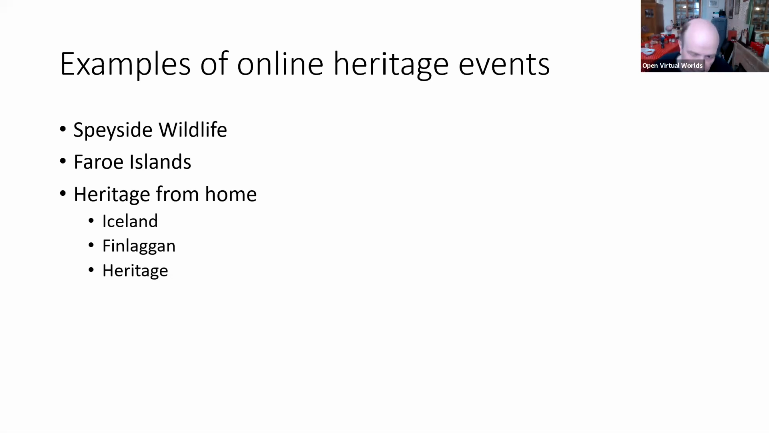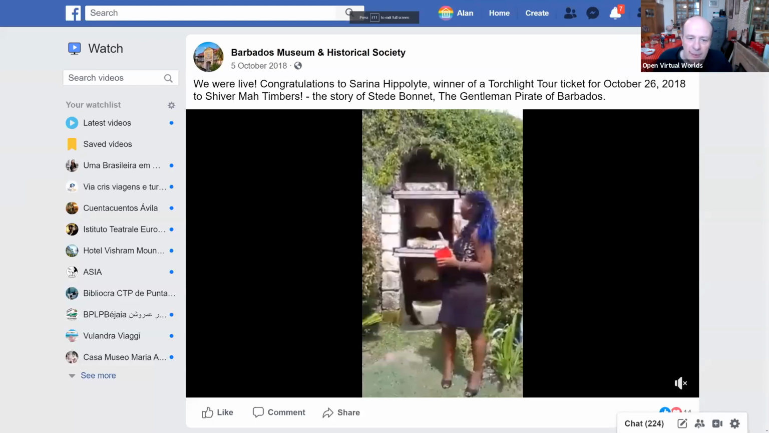So we could just go on to Facebook. Barbados Museum and Historical Society. It's an example of people in the Barbados Museum and Historical Society going around the museum, giving a guided tour live, so that you could tune into that and get access to experts from the museum giving you a tour. In some ways, a superior tour to if you turned up at the museum and paid for it in the real world. So that's great. So that's an example of a museum doing a live tour.